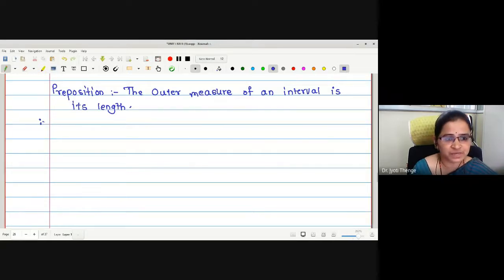The proof is being divided into three parts, three cases we can say. In the first case, we will prove the result for a closed and finite interval. In the second case, we will prove it for any finite interval. And for the third case, we will prove it for an infinite interval. Therefore, let us start with the notation: let I be any interval.